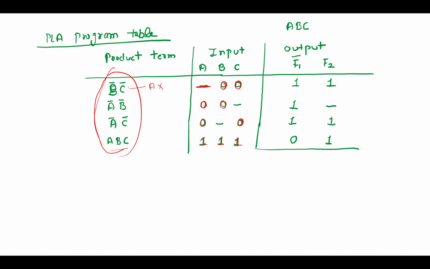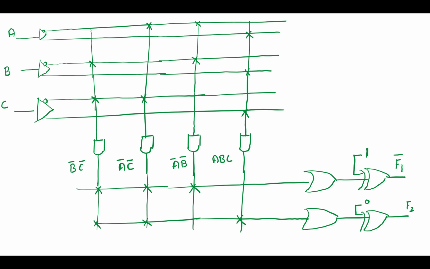So the first term b bar c bar is involved in f1 bar and also involved in the f2 function. And similarly a bar b bar is only available in f1 but not available in f2, and a bar c bar is available in both the functions f1 and f2, but the abc term is only available in f2. Okay, that is known as a program table.